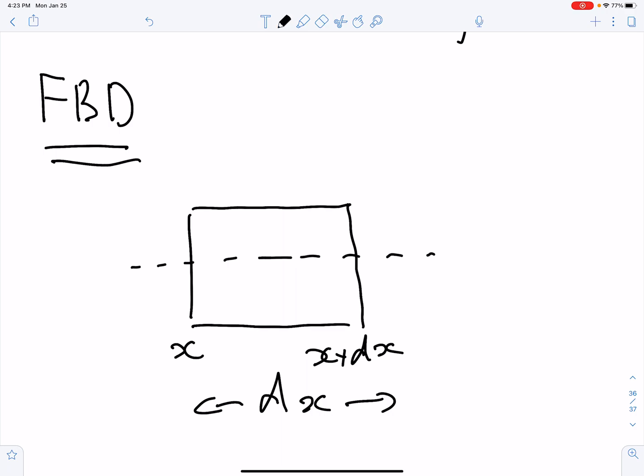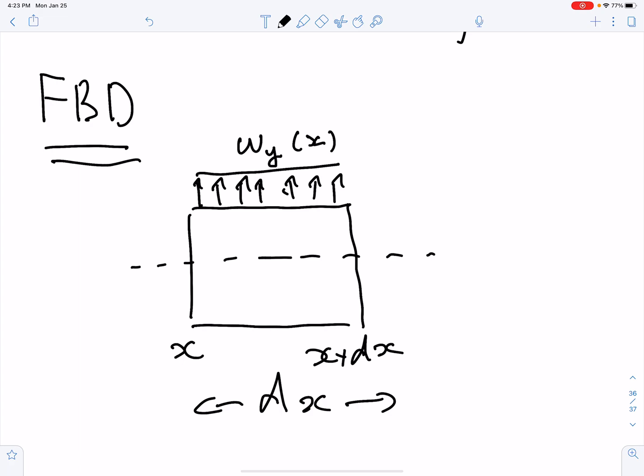Right? I'm going to denote the transverse load, right, by Wy. Okay, now it's Wy, right? Not to confuse with Wx, right? But it's still a function of x, right? So it can change as you traverse from the left side to the right side of the beam, okay?